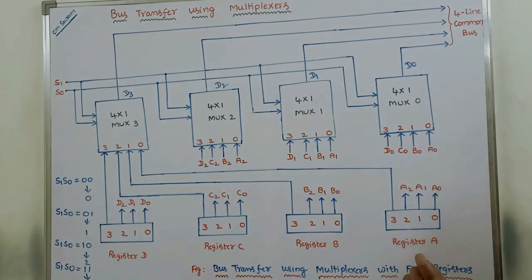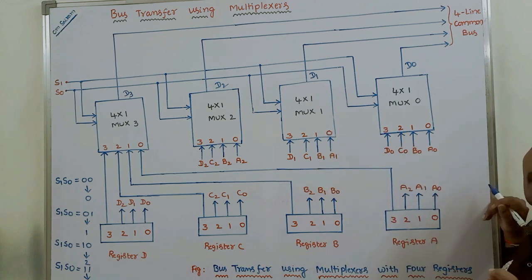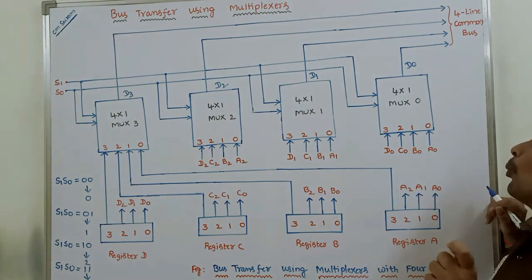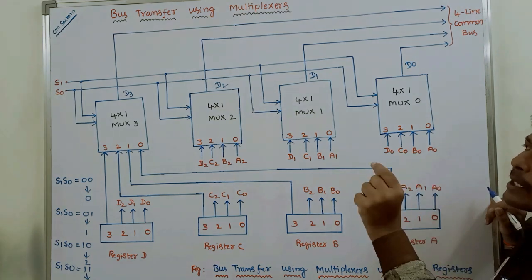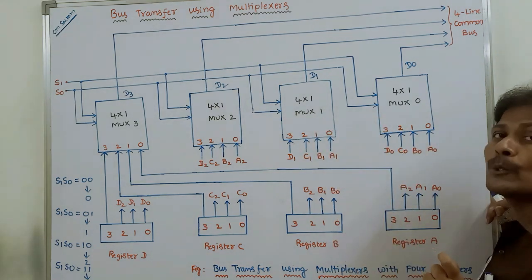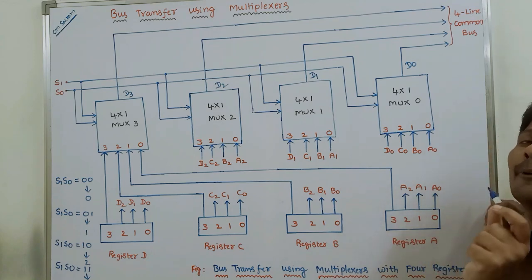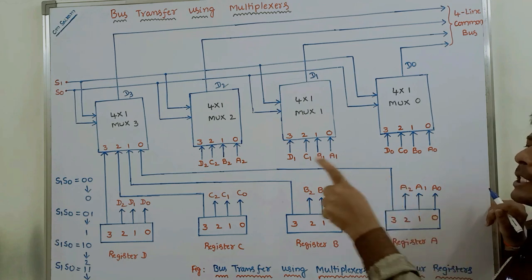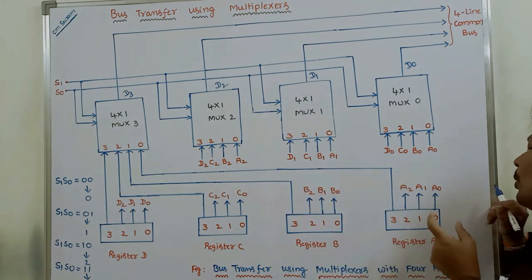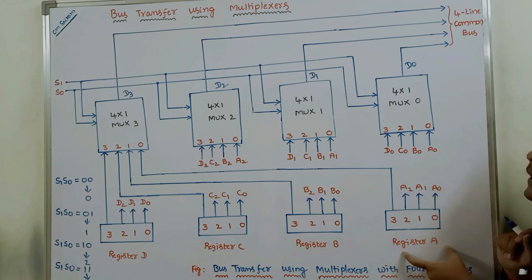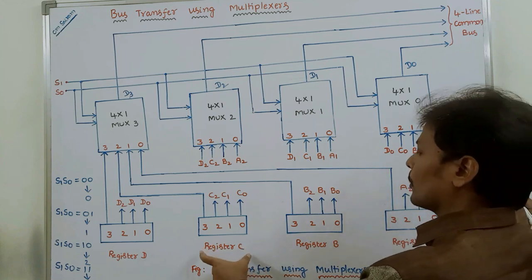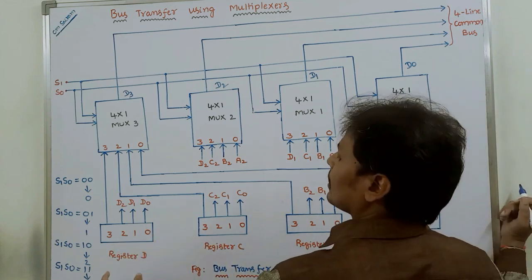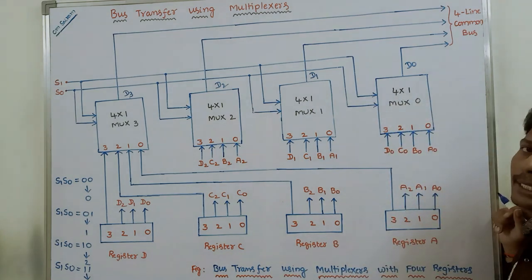Okay, that means by using that selection lines, we have to select only one data input line of each and every multiplexer. So hence we can say that by using those two selection lines, we have to select only one register. S1, S0 is equal to 0, 0, we have to select register A. S1, S0 is equal to 0, 1, we have to select register B. S1, S0 is equal to 1, 0, we have to select register C. S1, S0 is equal to 1, 1, we have to select register D.